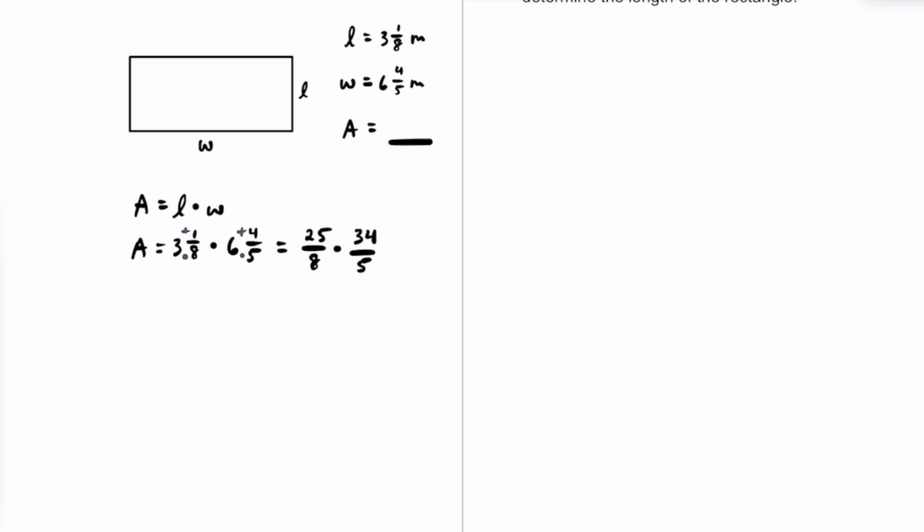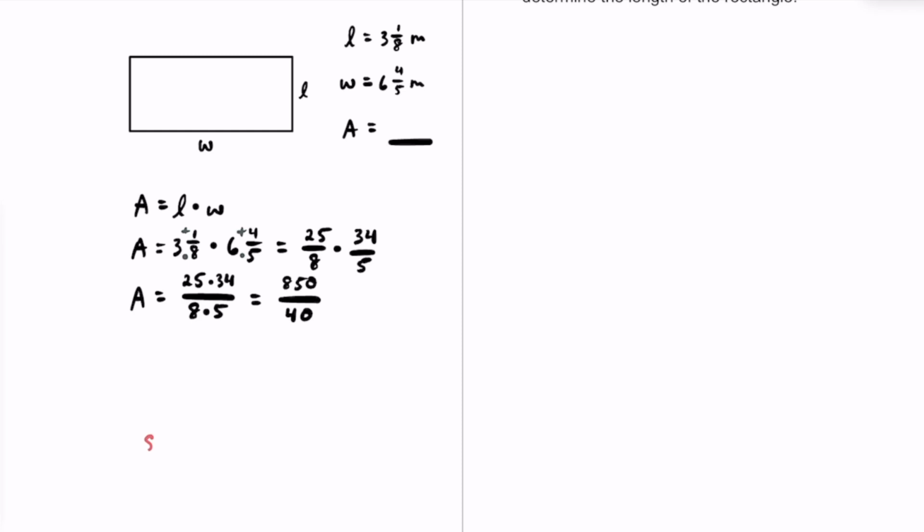So if we want to rewrite this as one fraction, we can go ahead and do so. It's going to be essentially 25 times 34 for the top, and then 8 times 5, which is going to be our bottom, right? So 8 times 5, I'm just going to write it as 40 right away. Again, don't worry about common denominators, just go ahead and multiply the tops and multiply the bottoms. And on top, 25 times this 34 is going to be 850.